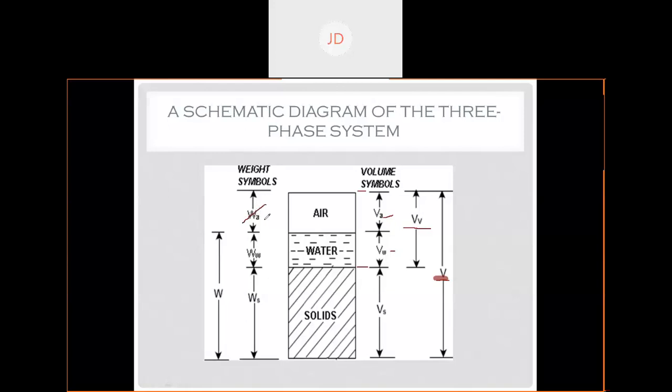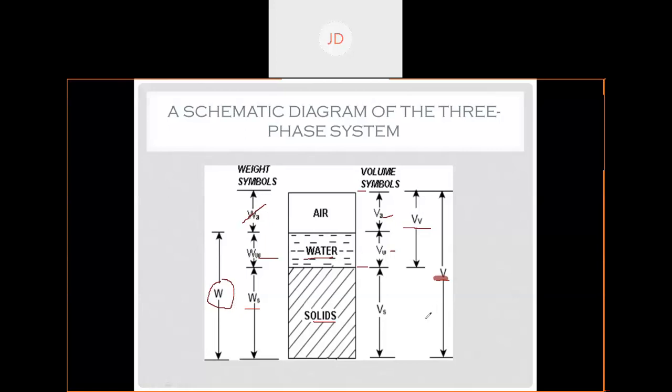So if you want to find out the total weight of the soil mass, which is represented by capital W, it will be the summation of weight of the solid and weight of water. Not weight of air. Fine, is it clear? Since Wa is small and can be neglected.